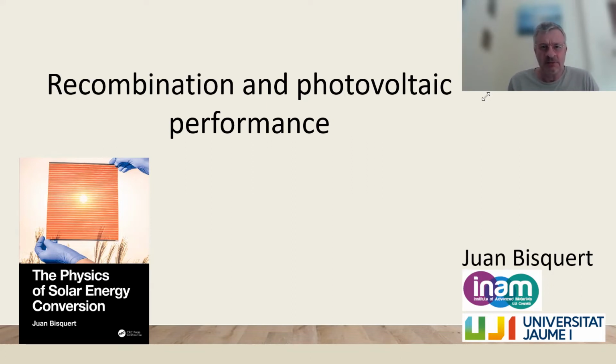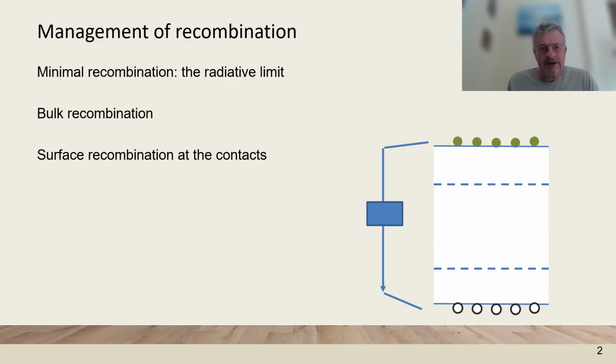Recombination and photovoltaic performance. The management of recombination is essential for obtaining high-performance solar cells. We explained that in a solar cell, electrons and holes are created by light, and then they have to come to equilibrium, and they can do so inside by recombination or make work in the outer load.